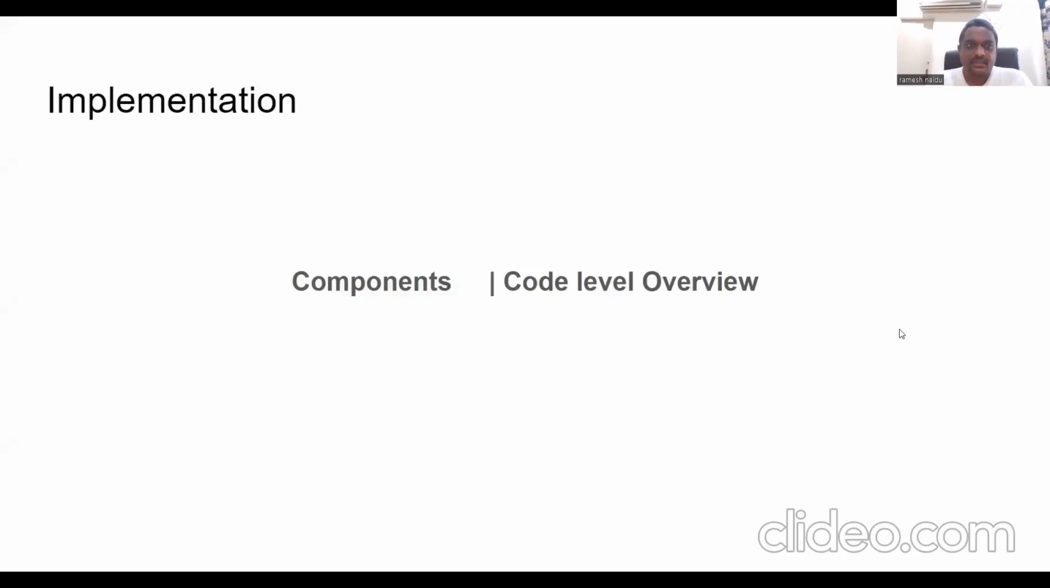Let's talk about the implementation part right now. So we'll see two important things under this implementation. One, the components under the APIs, what components are there, what is the purpose of each of the APIs or microservices. And then we'll go to the code level overview, probably a kind of pseudocode, and explain how it works. So first, I'll take you to the components.